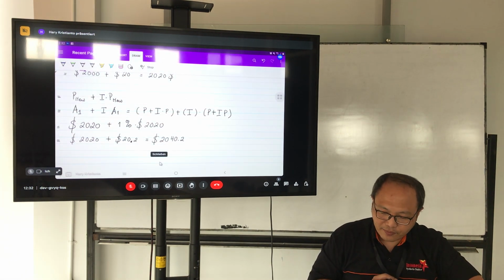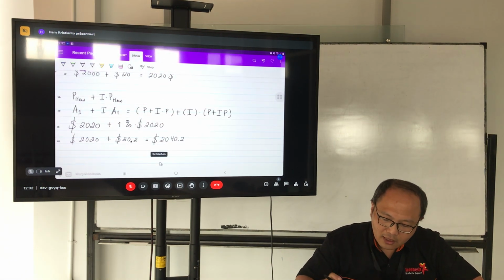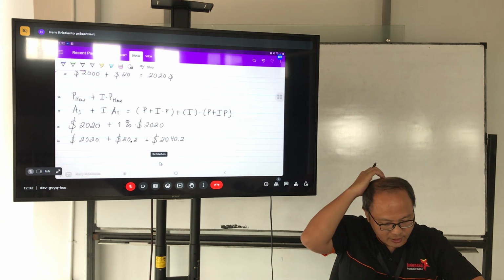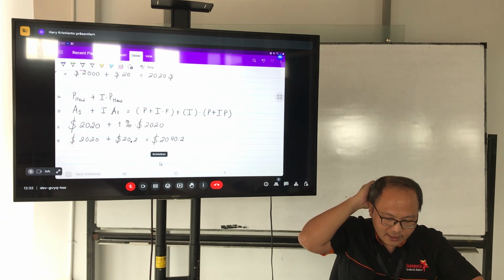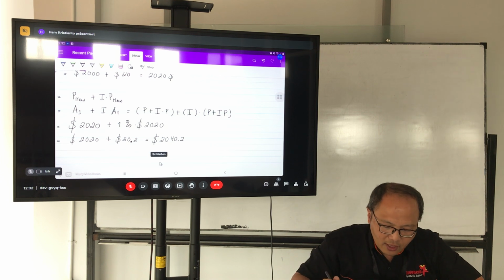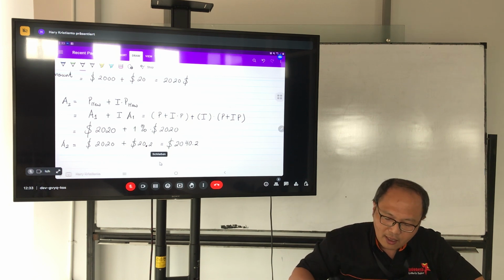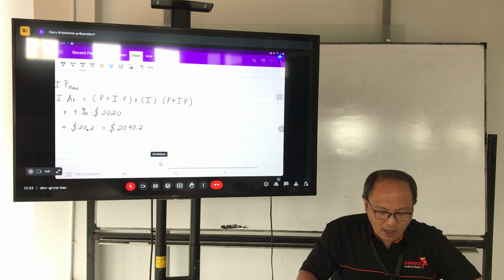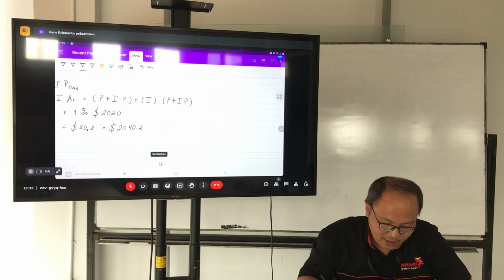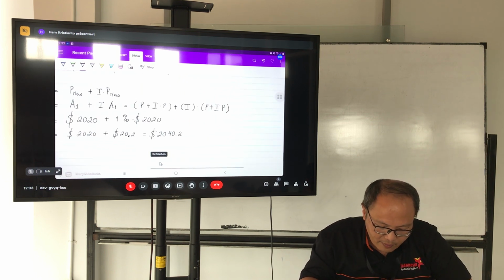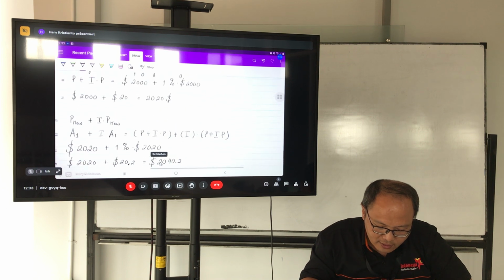Yes, sir. Yes. Now, see this first. You have suddenly something interesting here. You have A1, which is principal, plus the interest rate times principal, and then plus the interest rate, the same 1%, times the A1, P times 1P. Can you simplify this? Oh yes, we can simplify this.